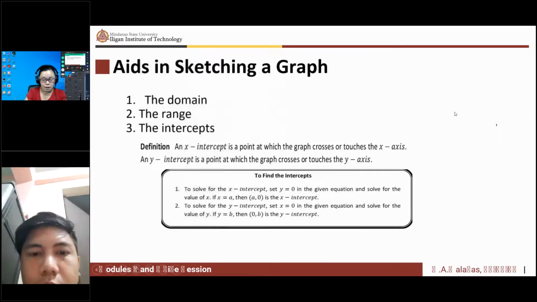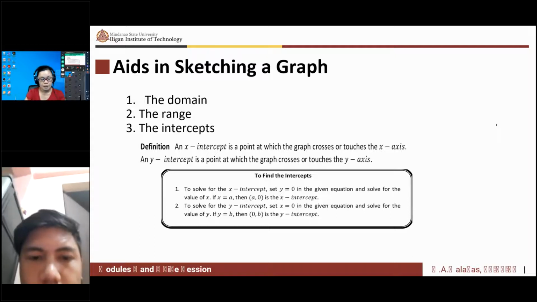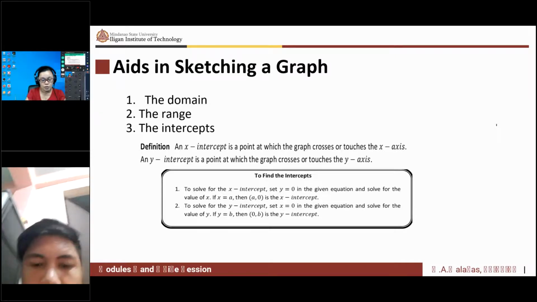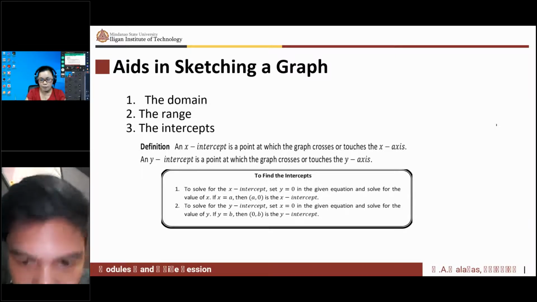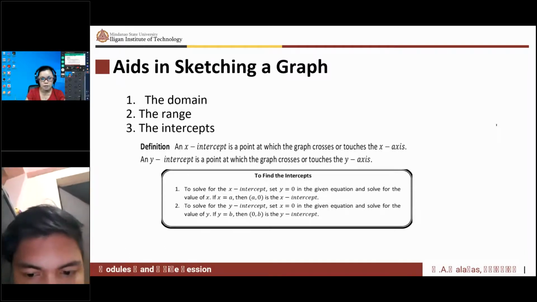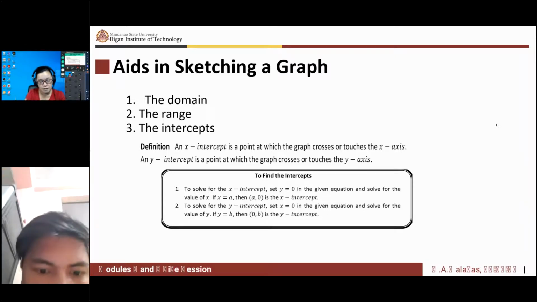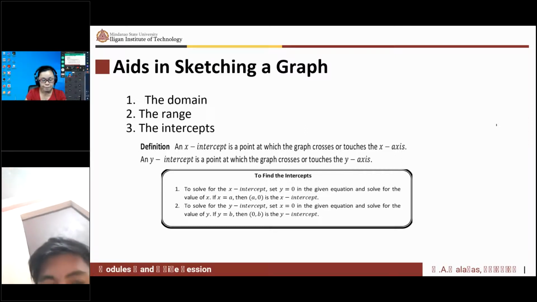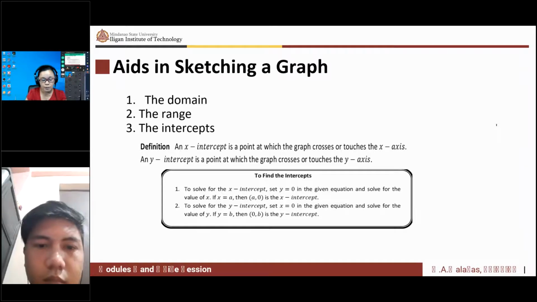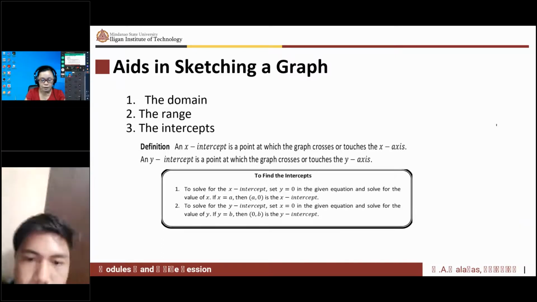Now we go to sketching of the graph of some functions and relations. There are functions and relations which do not have what you call closed form. We always remember that linear functions have lines as their graph. Quadratic functions have parabolas as their graphs, and sine functions and cosine functions have closed form as well. However, there are other functions, like I said, that do not have closed form.